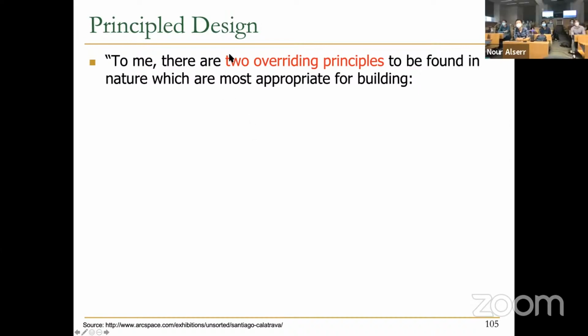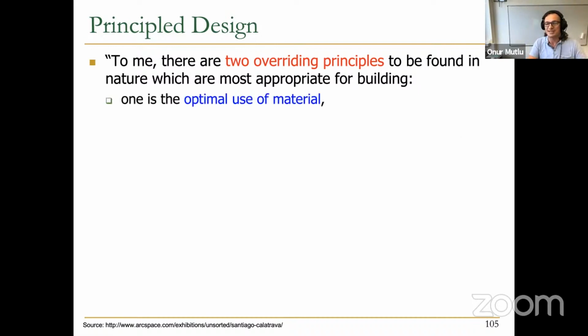Essentially, I will give an example from Calatrava over here. He says to me, there are two overriding principles to be found in nature that are most appropriate for building. One is the optimal use of material, and he goes on and describes what that is.